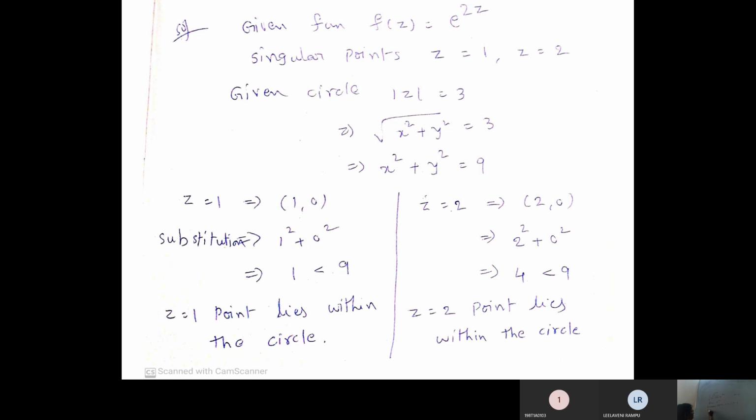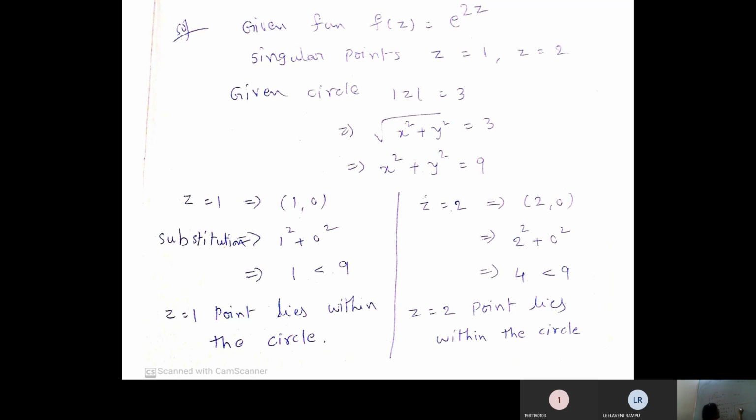And the given circle, mod z equal to 3. This is C. Mod z means x plus iy equal to 3. Modulus means root of x square plus y square equal to 3. Squaring on both sides, x square plus y square equal to 9. Now let us check whether these points lie within the curve or outside the curve. This is the given circle C. Now we have to check whether these singular points lie within this curve or outside the curve.